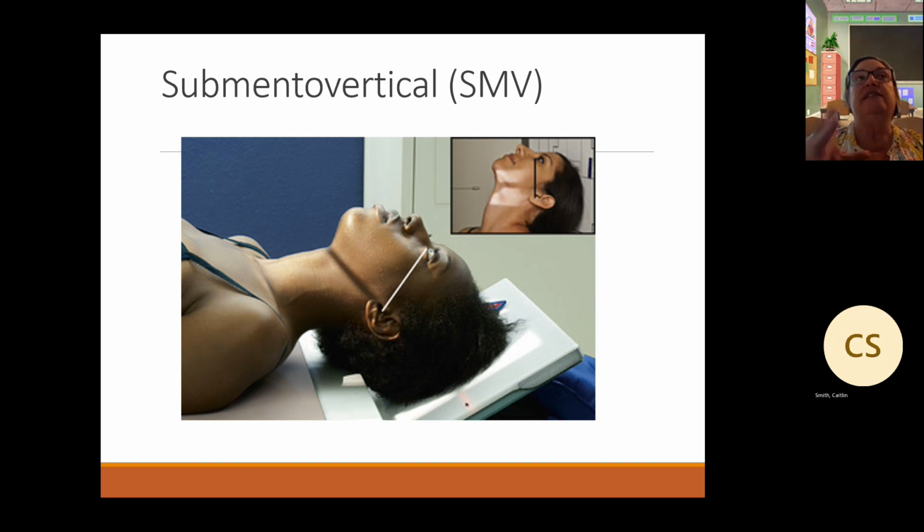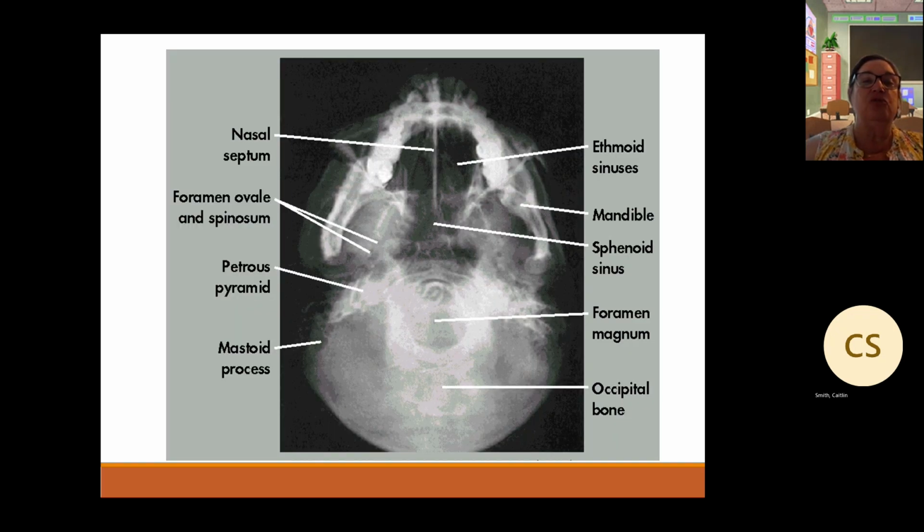Okay, so the skull projections are the base of everything. It's the base for the sinuses. It's a base for the facial bones. The difference is on a lateral, your central ray is changing what you're looking at. Whether you're looking at the facial bone or the sinus, the central ray will move forward.